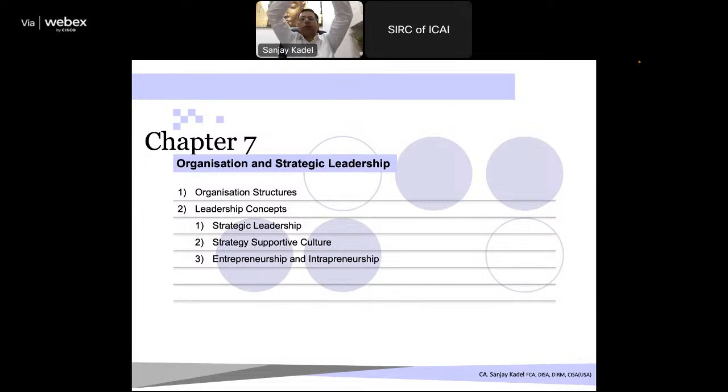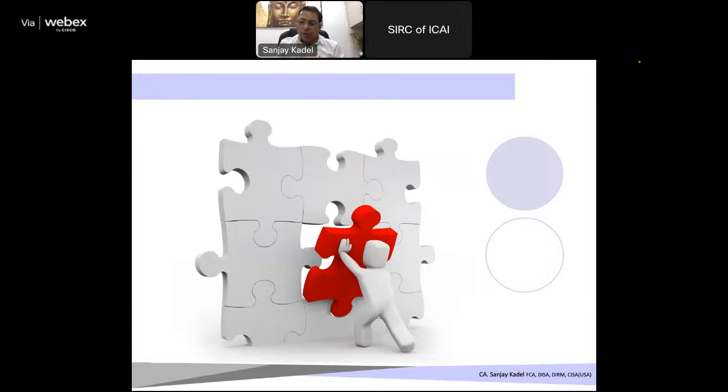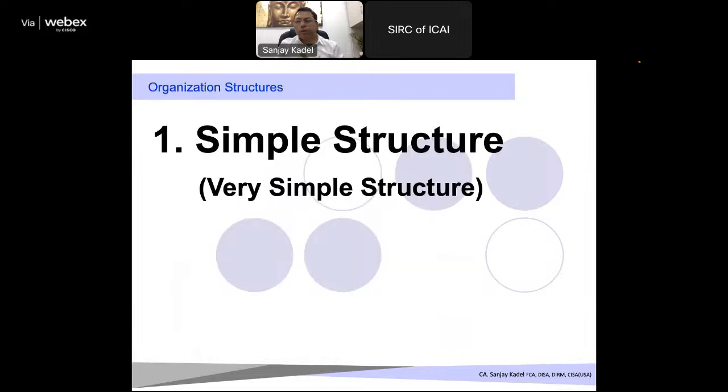Chapter number 7 broadly talks about two things. One part is organization structures, other part is leadership concepts. Let us see first organization structures. Now, organization structures can be of different types. Let us start from simple structure.